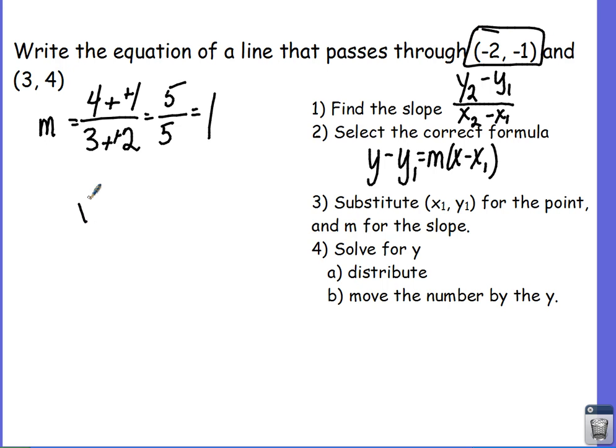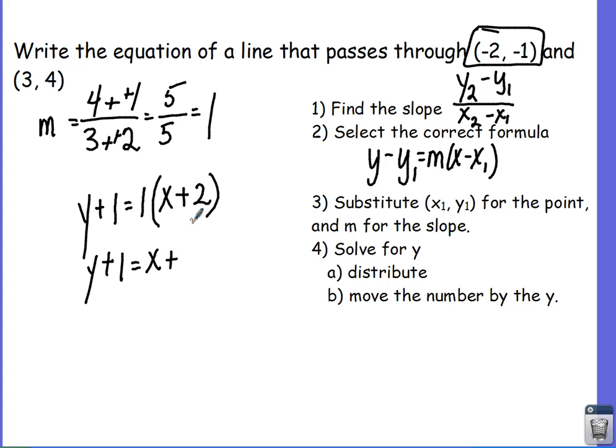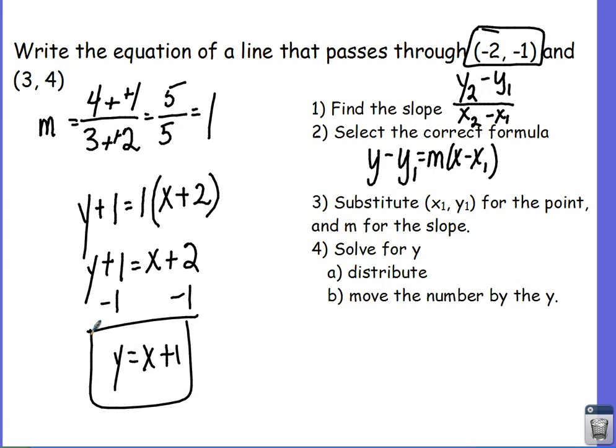So I have y minus y sub 1. Now remember, since this is a negative 1, I have to do the opposite, so we're going to do plus 1 equals, my slope is 1, times (x, and x sub 1, which is negative 2, but remember, it has to be the opposite, so plus 2). So if I just distribute, 1 times x gives me x, 1 times 2 gives me 2, and then I can just subtract the 1 and make it y equals. y equals x plus 1. Okay?